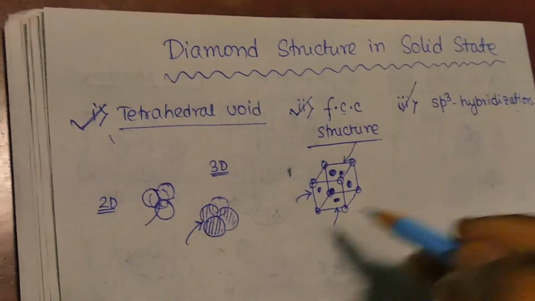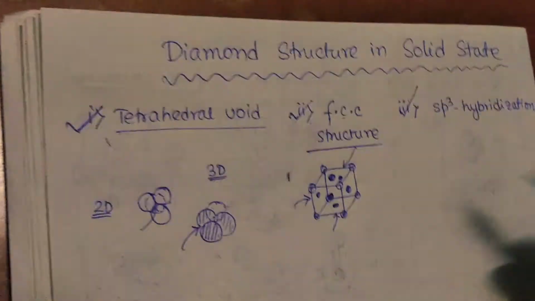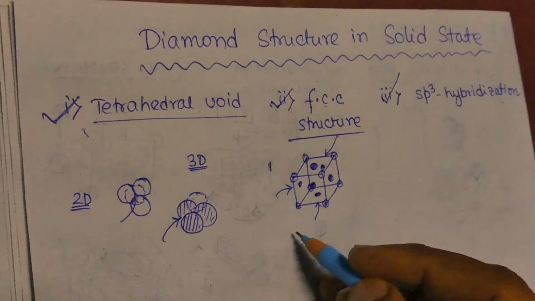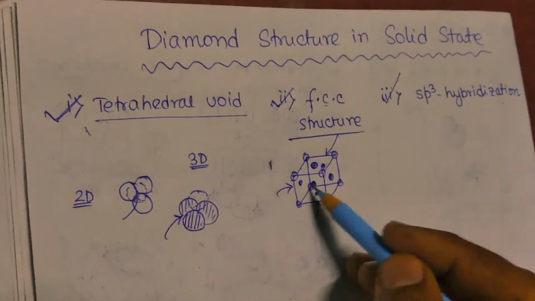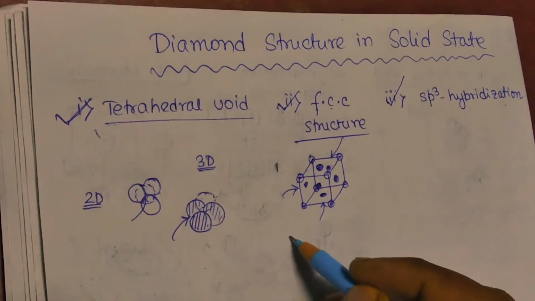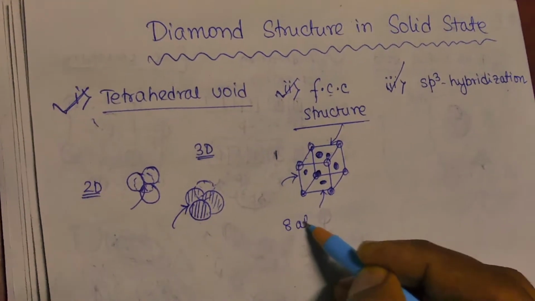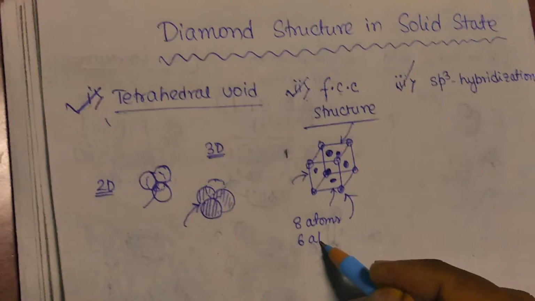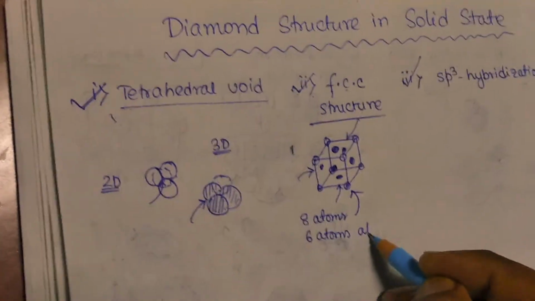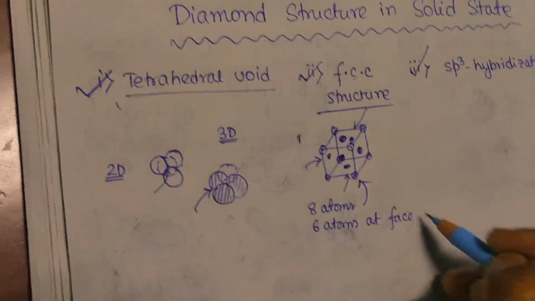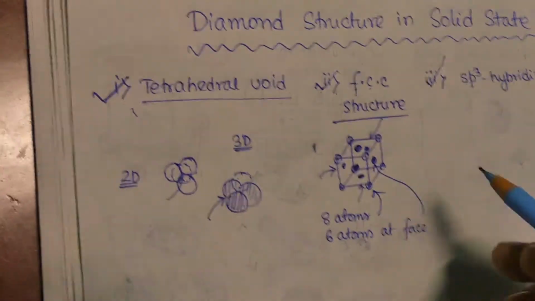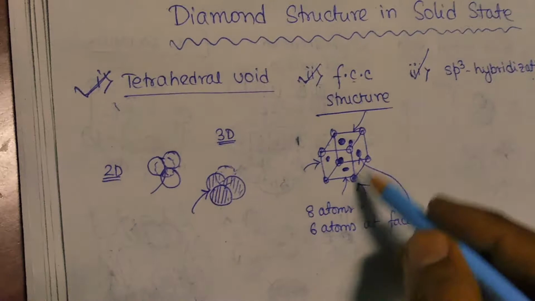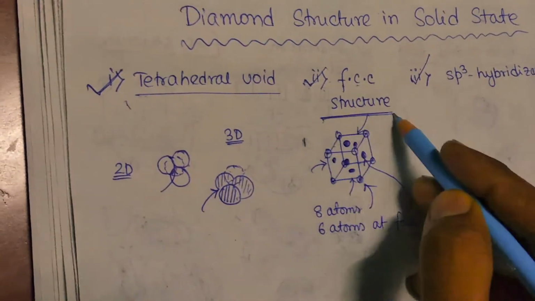You should all know this. Now this is all about the FCC structure. A simple cube has 8 atoms at the corners, and the FCC has 6 more atoms at the faces. These are the 6 atoms on the faces. So this is the FCC structure.